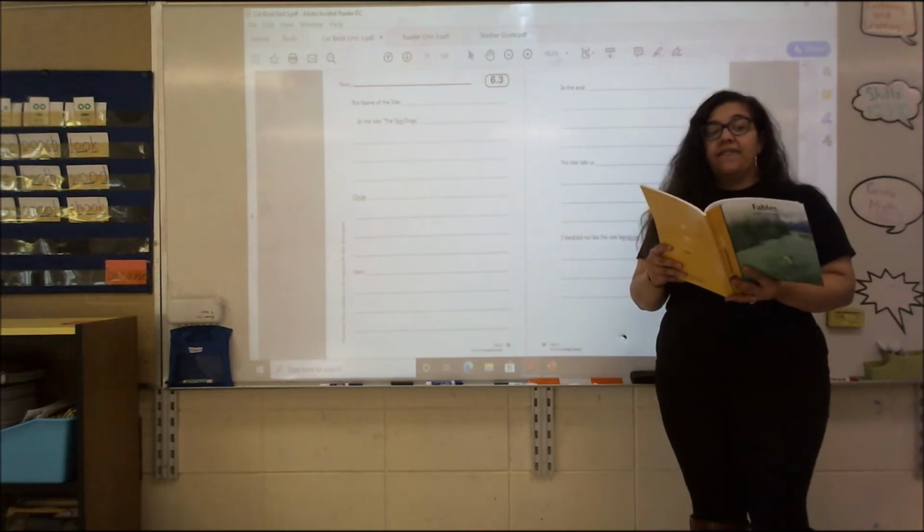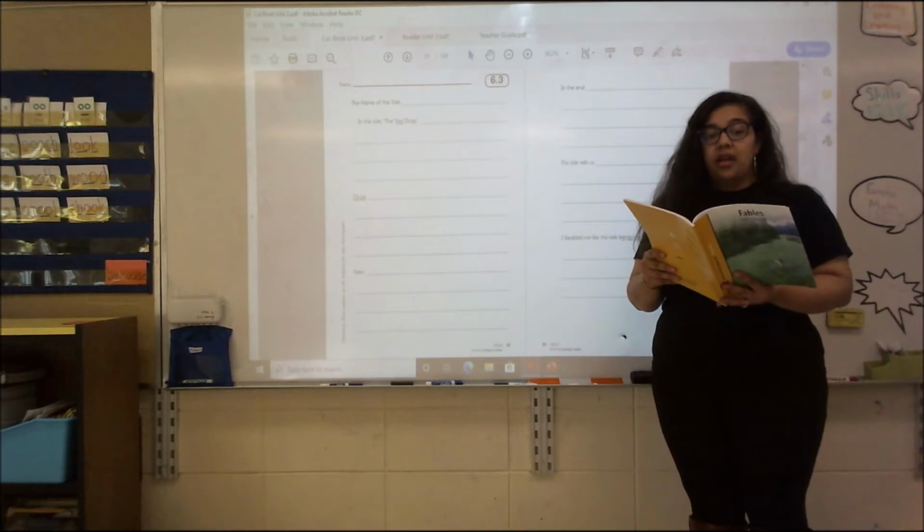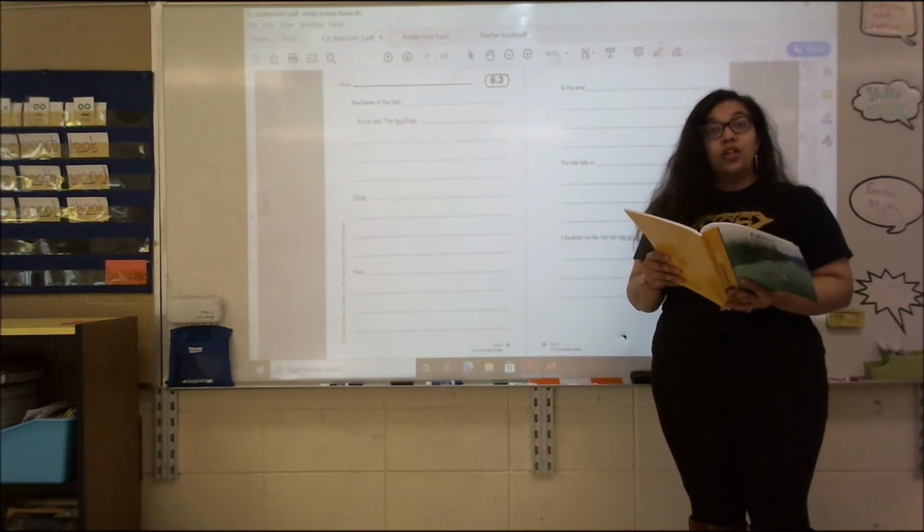"Your life must be a fine life," said the thin dog. "I wish my life were like yours," the plump dog said. "If you will help me keep the home safe, I bet the men will feed you too."